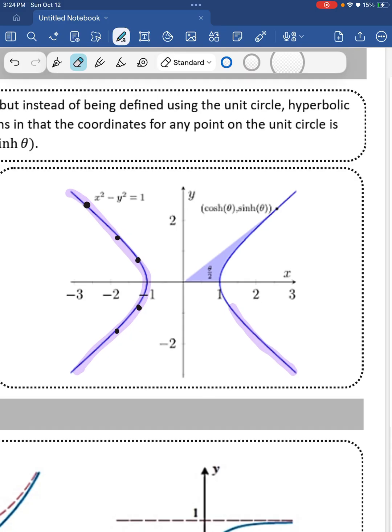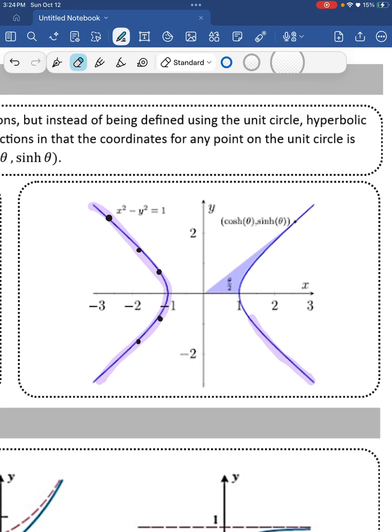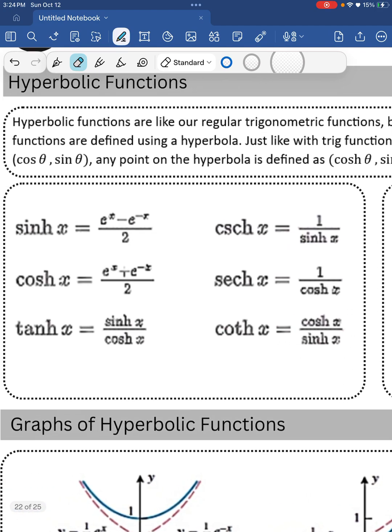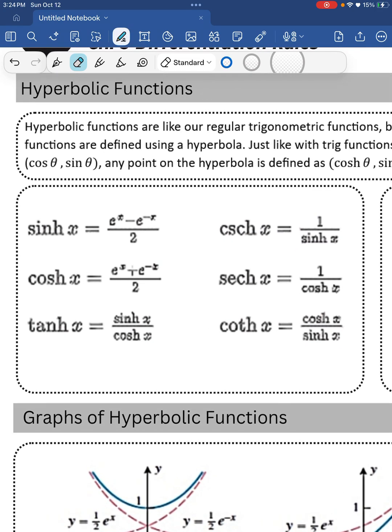Now, sine, cosine, tangent are all defined over here on the left side. So it turns out that sinh of x is e to the x minus e to the negative x over 2. Cosh x is e to the x plus, that's definitely a plus sign here, e to the negative x over 2, and then tanh is going to be defined as sinh over cosh. And then you have cosecant h, secant h, and cotangent h defined by its reciprocal function.